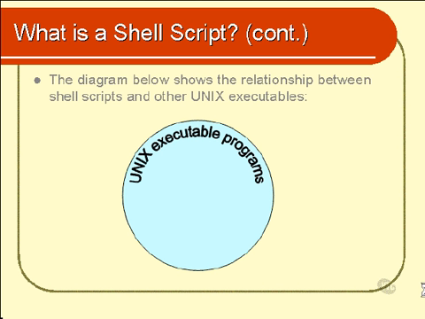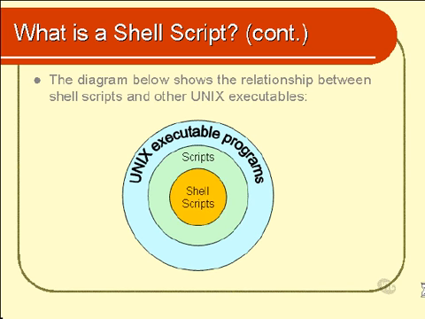Think of this circle as all of the Unix executables that are available. Now, a subset of those, you can say a subset are scripts, the rest, of course, being binary executables, and a subset of those are shell scripts, the rest being awk scripts or Perl scripts or sed scripts or something else. Let's now actually go and have a look at an actual Unix shell script.